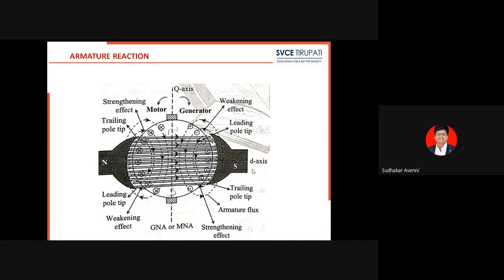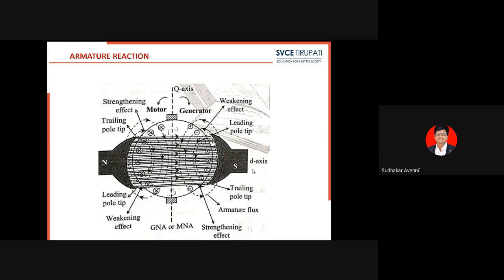The demagnetization of armature reaction is due to saturation at the trailing pole tip. The flux distortion is more at the trailing pole tip and less at the leading pole tip. That is non-uniform flux distribution, which is said to be the cross magnetization effect. See here, there is a demagnetization effect and there is a cross magnetization effect.